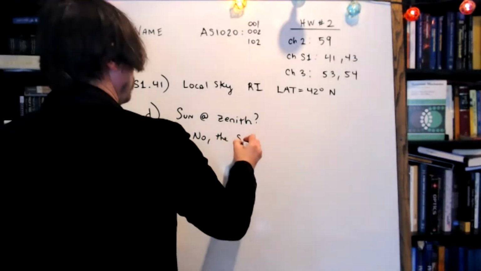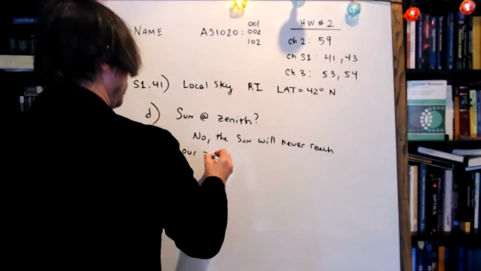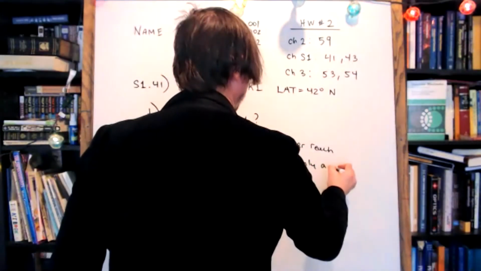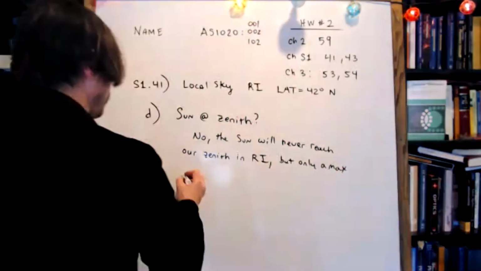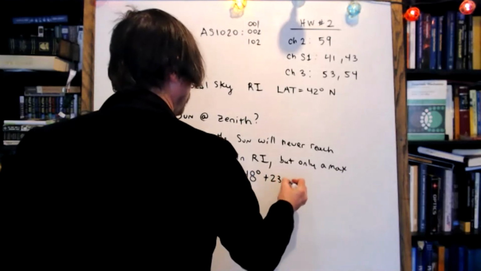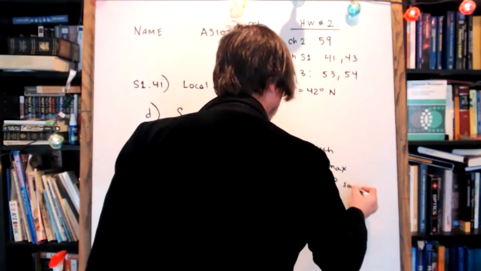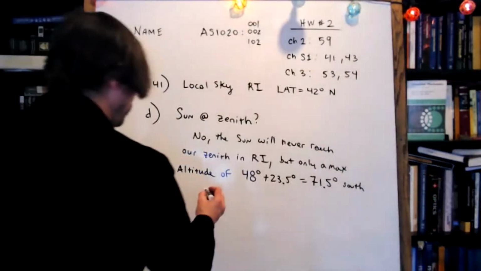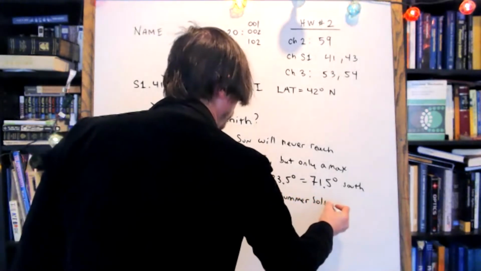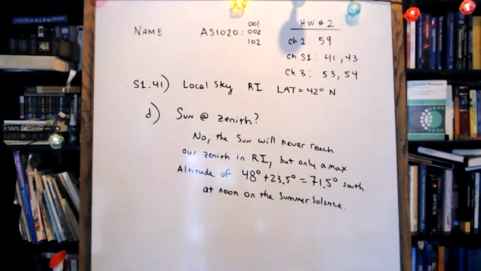No, the sun will never reach our zenith in Rhode Island, but only a max altitude of 48 degrees plus 23.5 degrees is 71.5 degrees south at noon on the summer solstice. Just copy that down and you can think about it later.